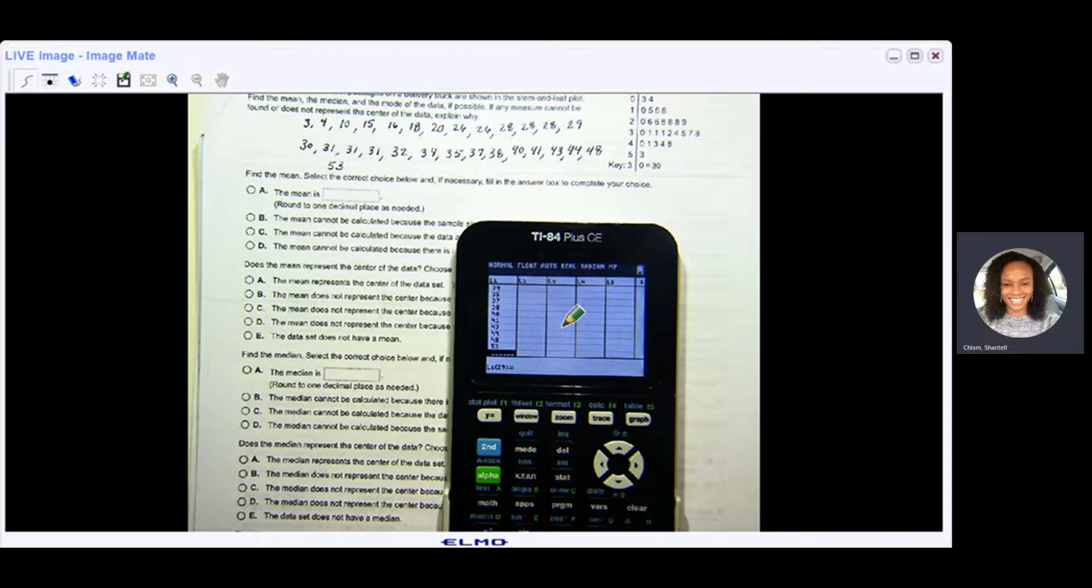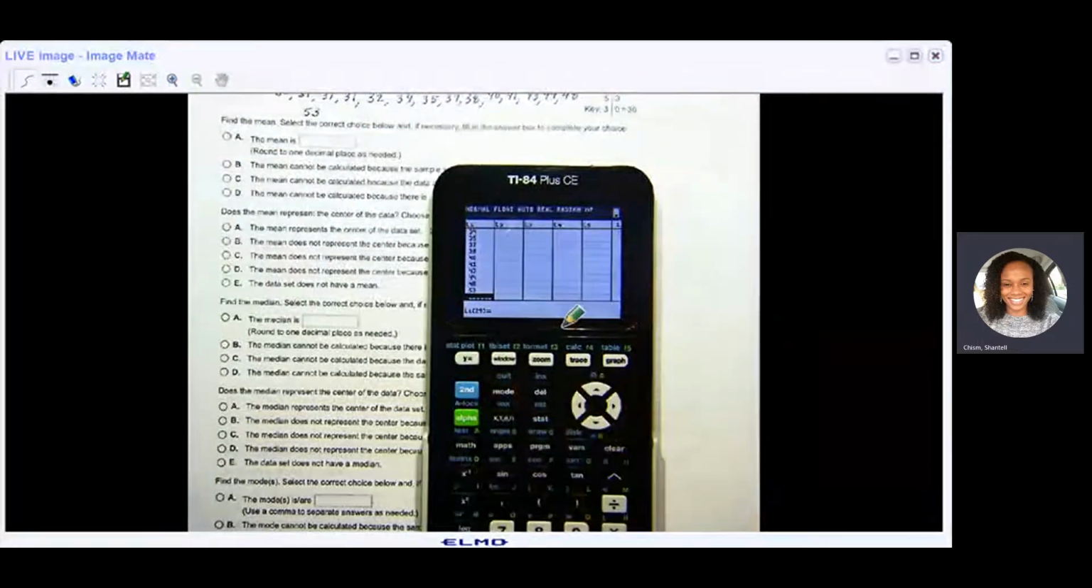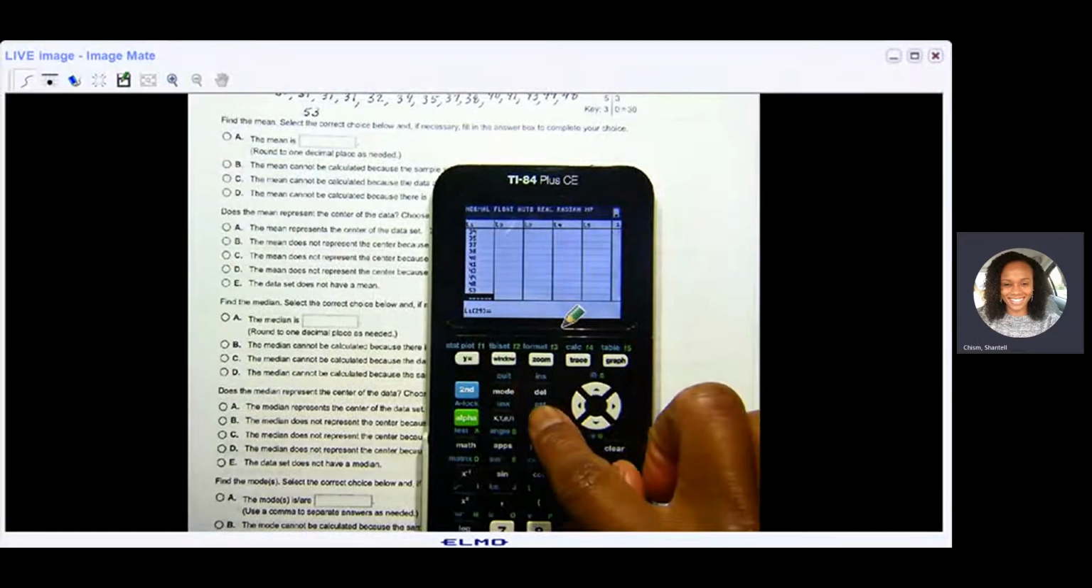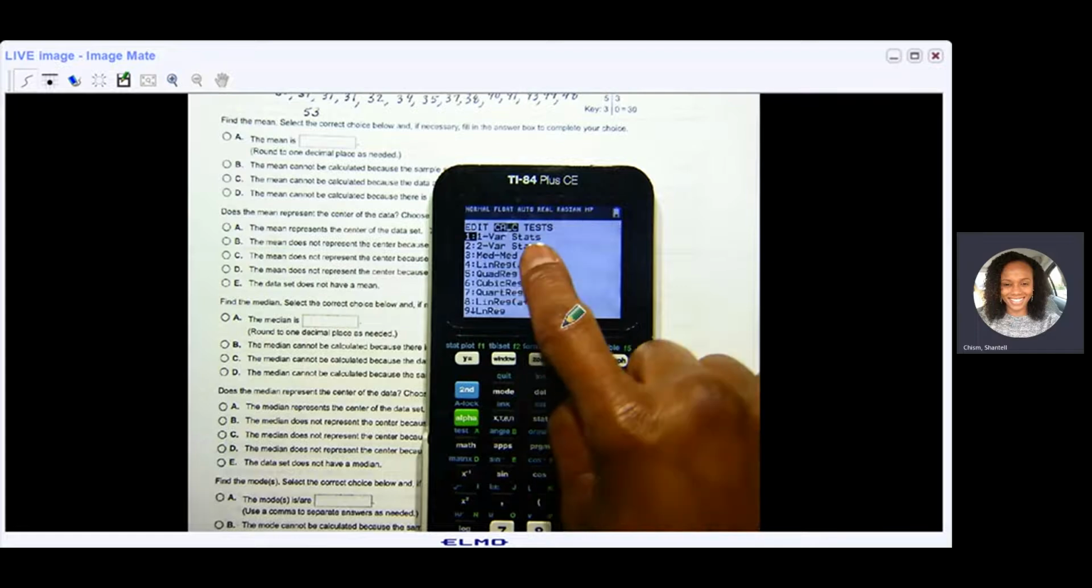Okay, so I'm gonna let the calculator do it for me. I just wanted to let you know that you could do it, but I'm gonna let the calculator do it for me by simply entering them into the list and now pressing stat, and I'm ready to calc.